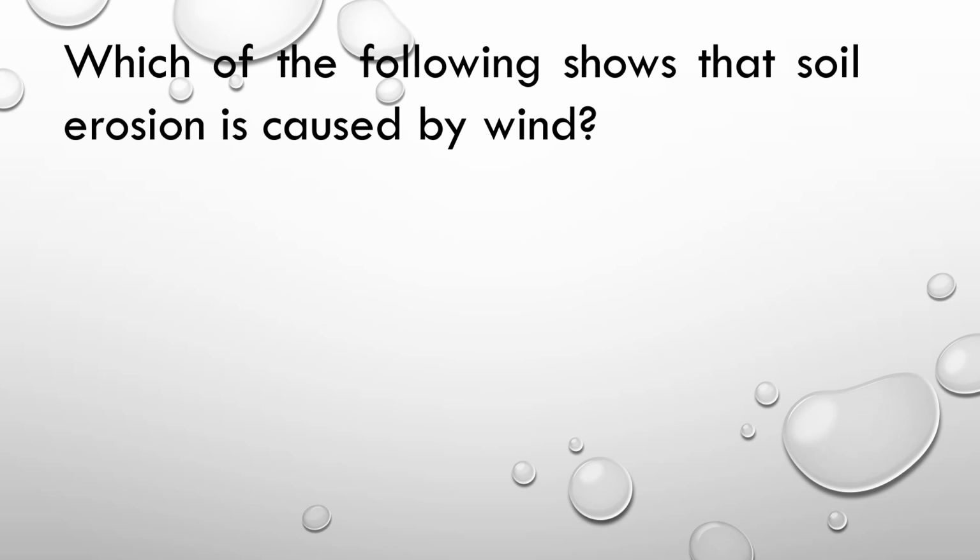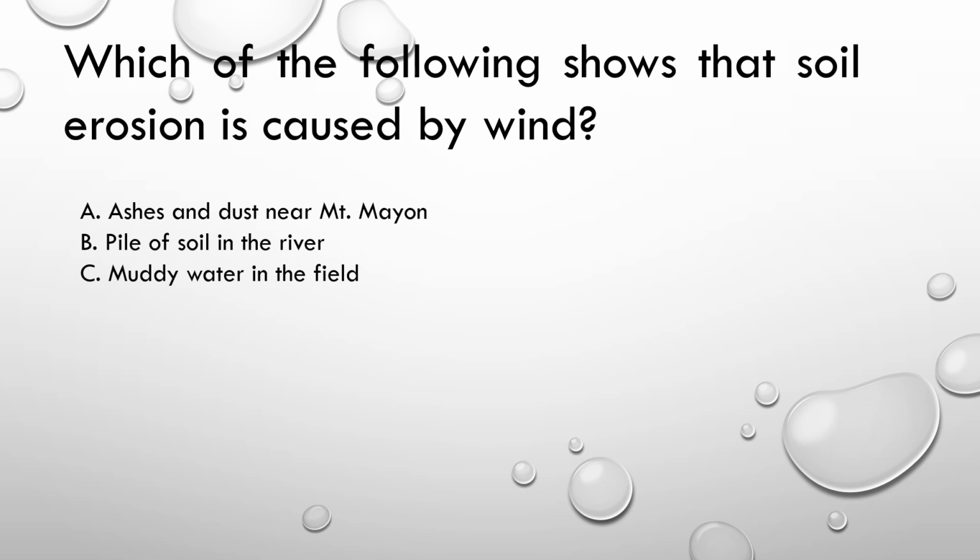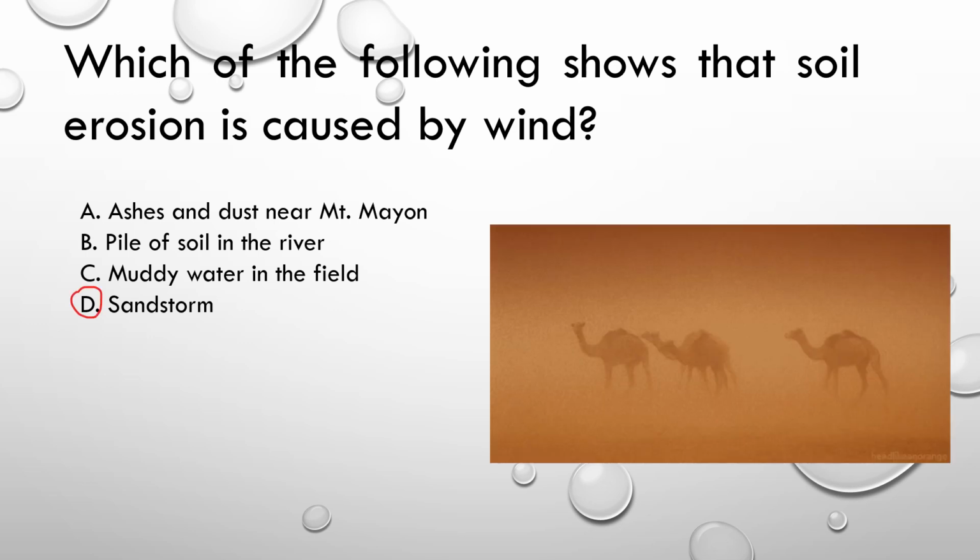Which of the following shows that soil erosion is caused by wind? A. Ashes and dust near Mount Mayon. B. Pile of soil in the river. C. Muddy water in the field. D. Sandstorm. Okay, our answer is letter D. It's a sandstorm. Okay. Next.